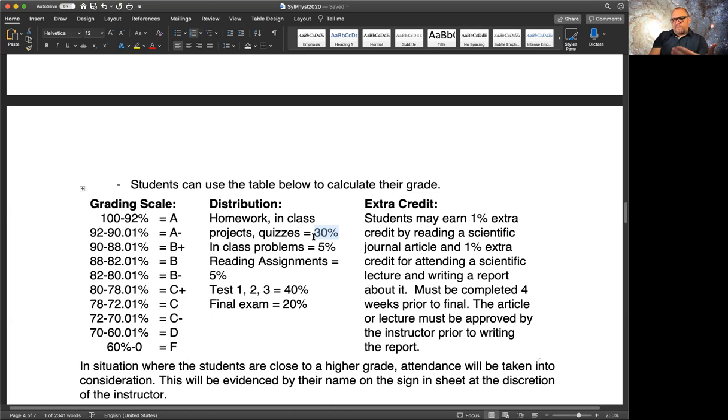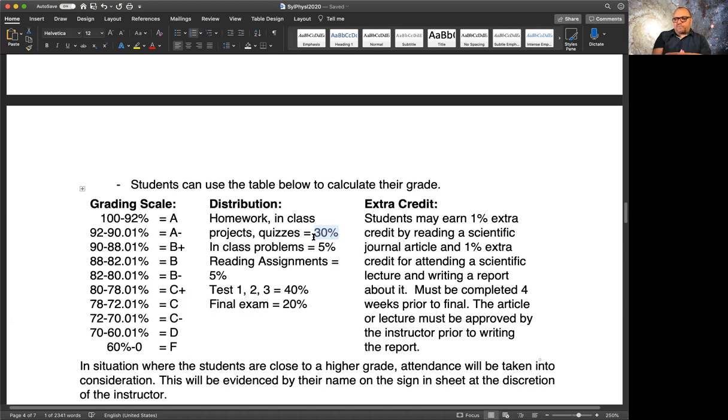Reading assignments are going to be 5% of your grade. So by reading the chapter, and there's problems that I'll give you for the reading assignments, that's going to be another 5% of your grade. So altogether, that's 35% of your grade for doing the homework, reading the textbook. So those are easy points. You can get those done. Make sure you keep up with the reading. Don't get behind in that.